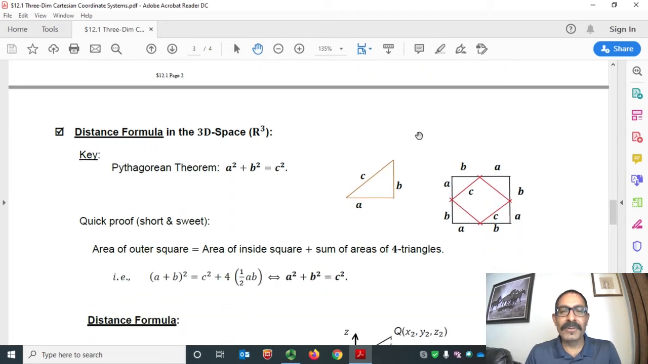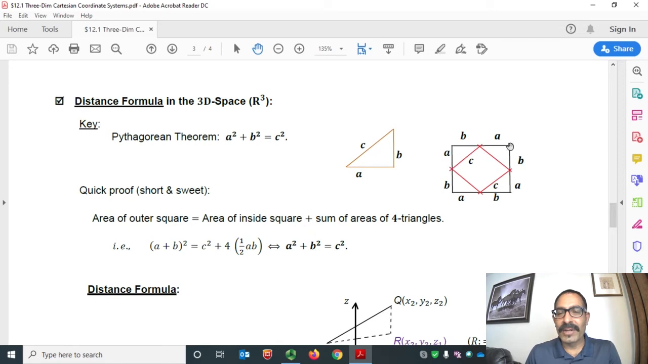Next, let's talk about finding the distance in R3. So the key idea here is the Pythagorean theorem. We know the Pythagorean theorem in a right triangle here. The hypotenuse squared equals base squared plus perpendicular squared. We can sketch a proof. It's very short and sweet.